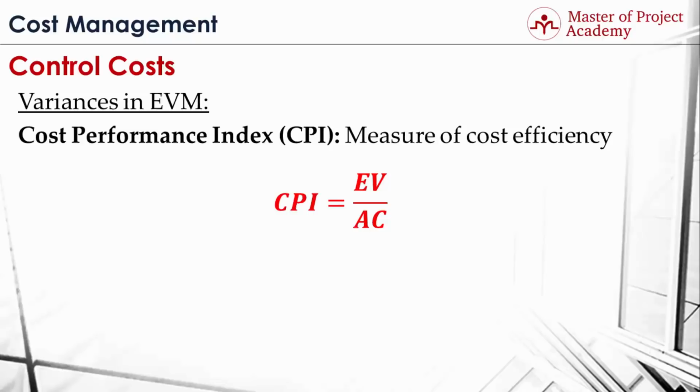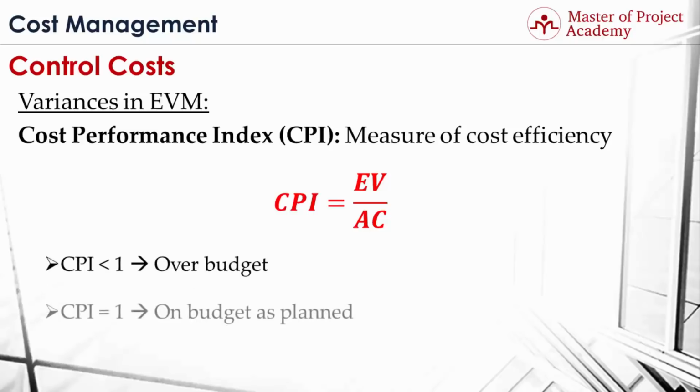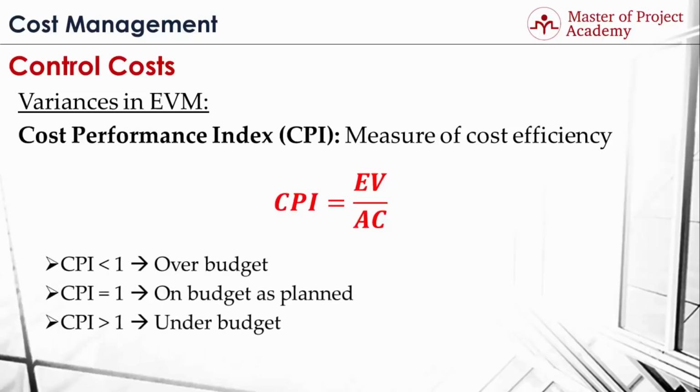This means if the earned value of an activity or project is greater than the actual spent amount for that activity, CPI of the project will be greater. So briefly, if Cost Performance Index is less than 1, then the project is over budget. If Cost Performance Index is 1, then the project is on budget as planned. If Cost Performance Index is greater than 1, then the project is under budget. In summary, the greater the Cost Performance Index is, the better project cost performance you have.